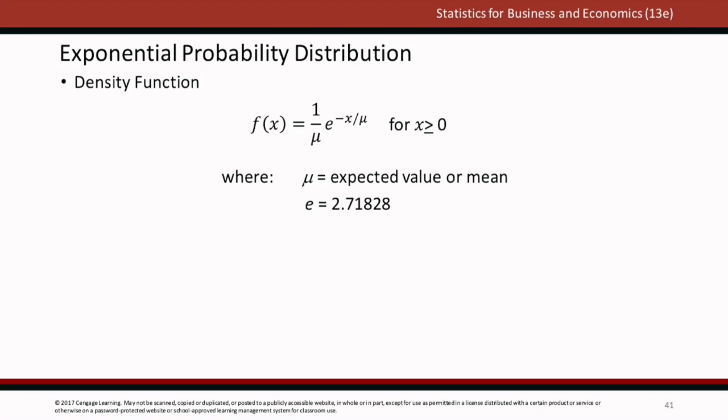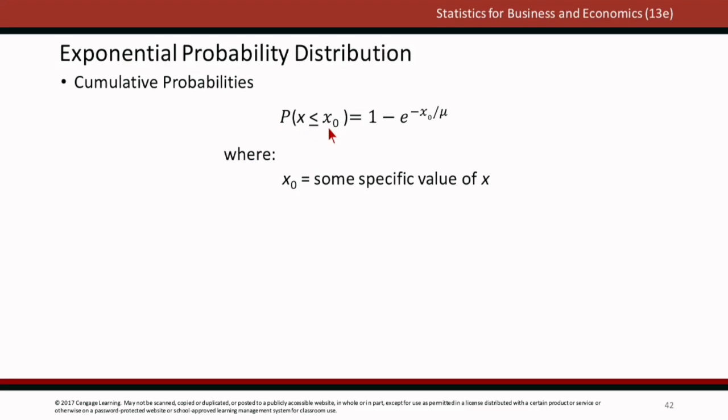Now remember that the aim here is to be able to calculate probabilities, or areas under the graph of this function. Luckily for the exponential probability distribution, we have this function to calculate cumulative probabilities. The probability that the random variable takes a value less than or equal to x0, where x0 is any specific value, is 1 minus e to the negative x0 divided by mu. And remember, mu is also the mean and the standard deviation of the exponential probability distribution.